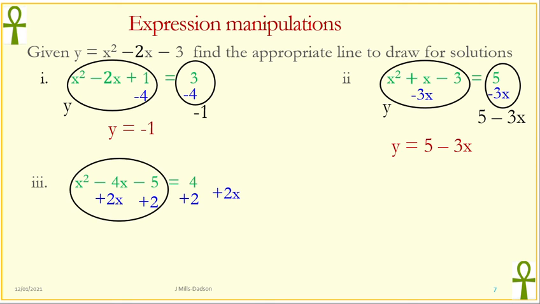Okay. Now we know everything I have here represents y, because that's what I've tried to manipulate the expression to become. Now you need to simplify this. 4 plus 2 is 6. 6 plus 2x is 6 plus 2x. So I have the left hand side is y. That is 6 plus 2x. So the line I need to draw is a linear graph of y equals 6 plus 2x. So this is how you learn how to manipulate expressions to know the sort of line to draw for solutions on a quadratic graph.